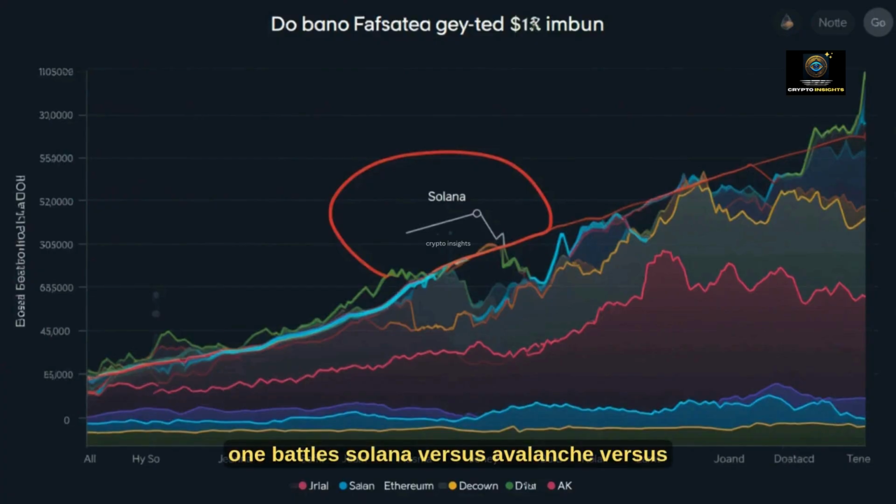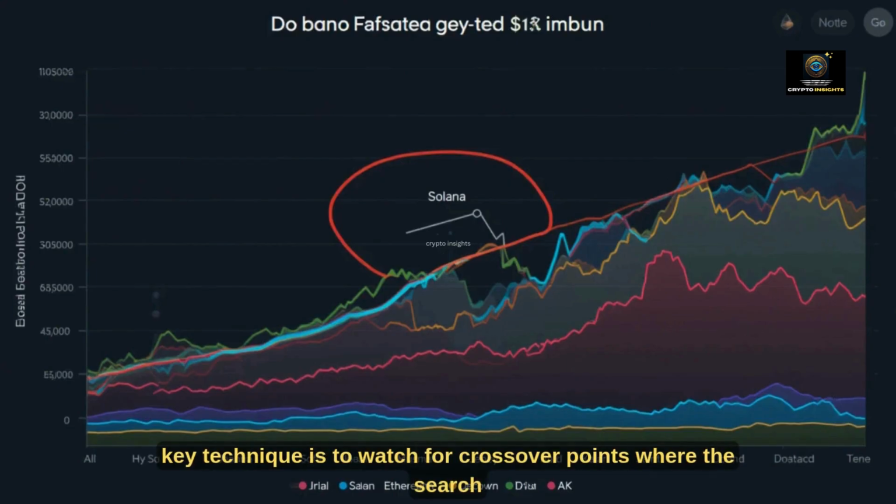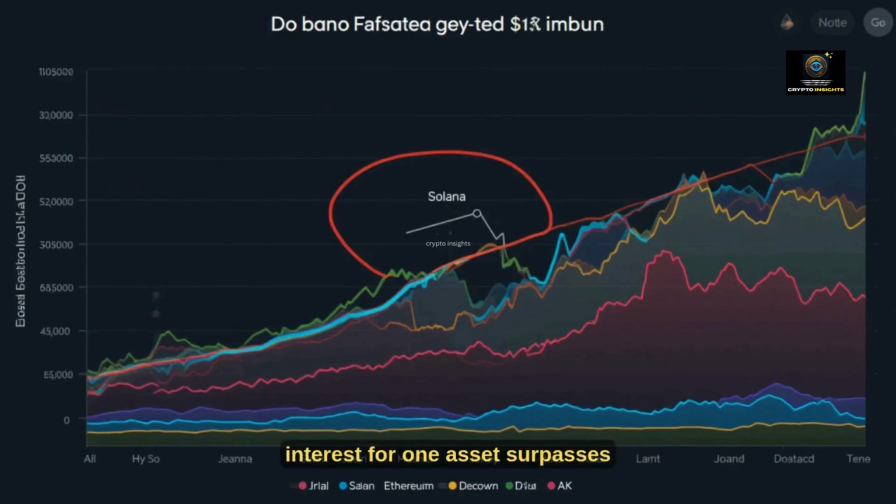Layer 1 battles, Solana versus Avalanche versus Cardano, to see which ecosystem is capturing the most attention. Sectors, DeFi versus NFT versus gaming, to see which crypto sector is trending. New versus old, Bitcoin versus new hot token, to gauge if interest is shifting. A key technique is to watch for crossover points where the search interest for one asset surpasses another. This can be a leading indicator of a change in market dominance.